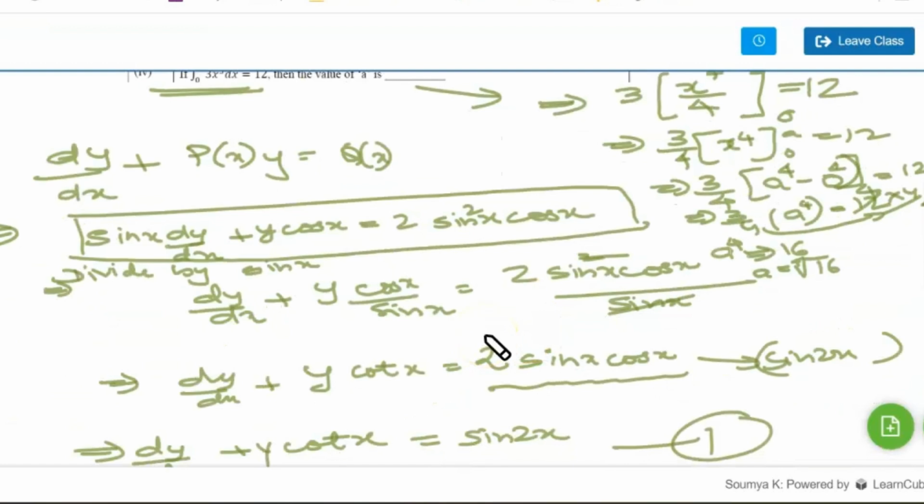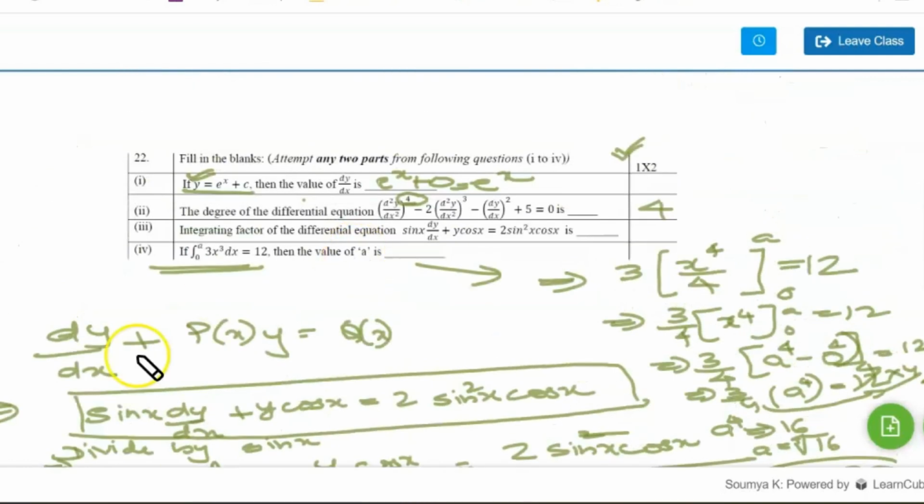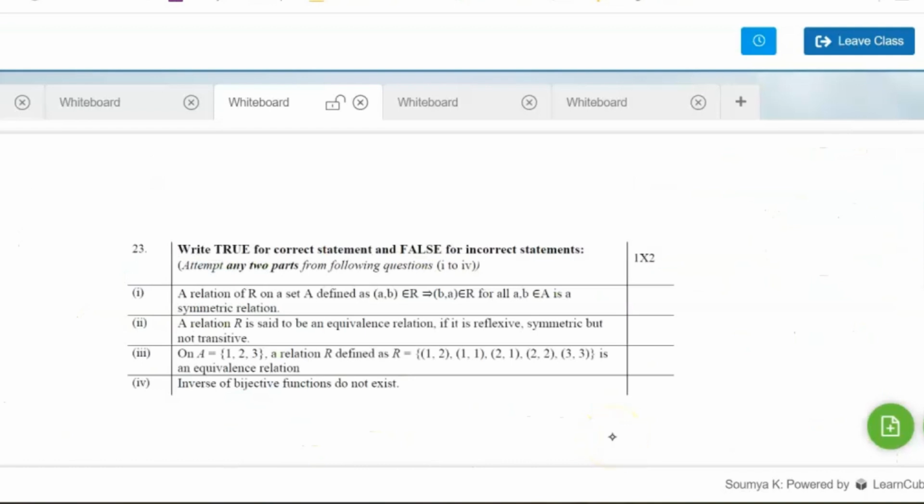After solving, you will be getting the answer as plus or minus 2. Okay, so this is the final answer for your value A. Hope this was understandable. This is a very simple question of integration. Next is 23rd question. You have to say whether it is true or false.